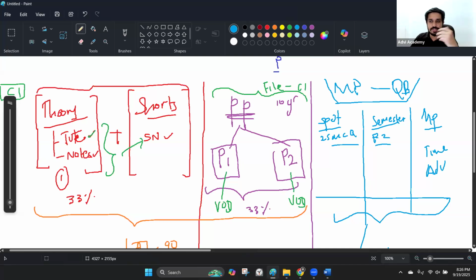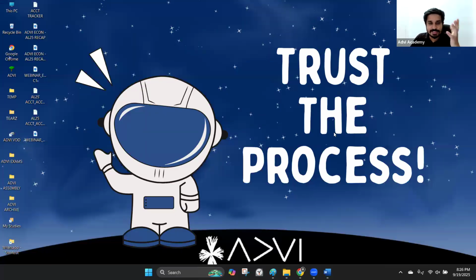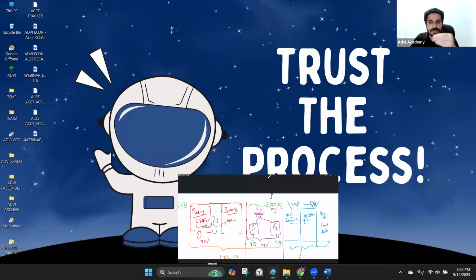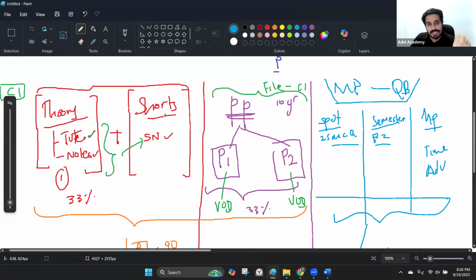So if there are students who are not at an A already, that is primarily because of the process. That's why I always say trust the process, right? It's because maybe you're lacking in the past papers, you're lacking in the short notes, or you're lacking in the basic understanding of certain chapters, right?